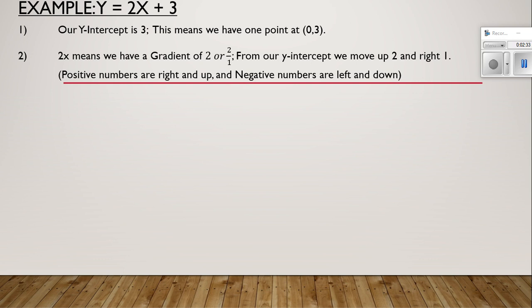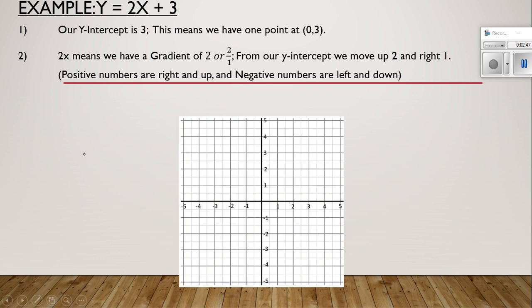But as long as you understand that it's changing y over changing x, then you can see that, well, we have a positive 2. Well, we usually go up with positives, right? So we're going to do the same here. We move up 2, and positive 1 means we go right 1. So we can plot our first point on our graph at (0, 3) as such. Then we can go up 2 and over 1, which gives us the point (1, 5).